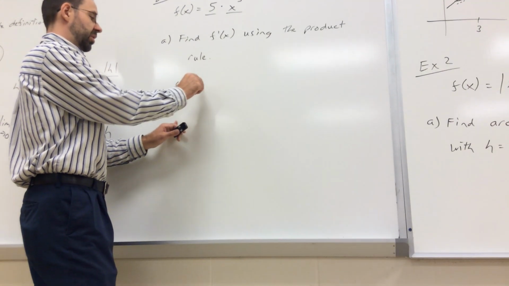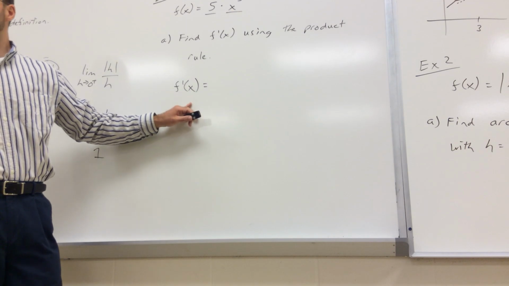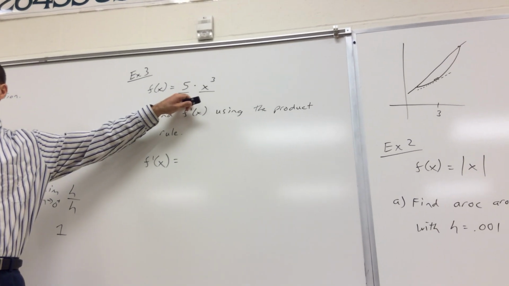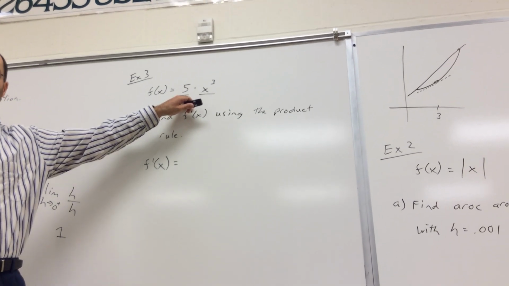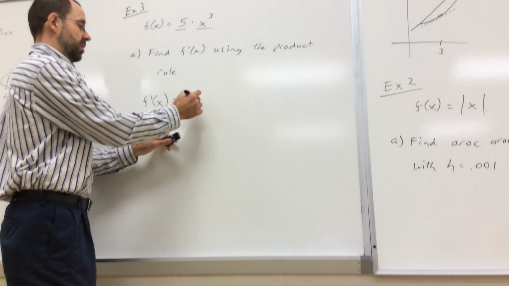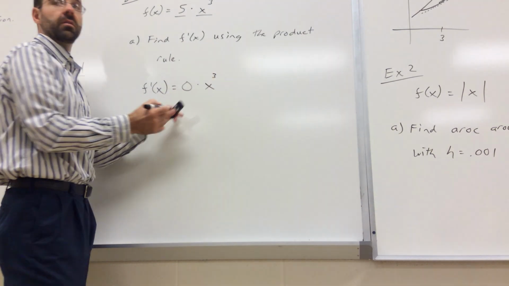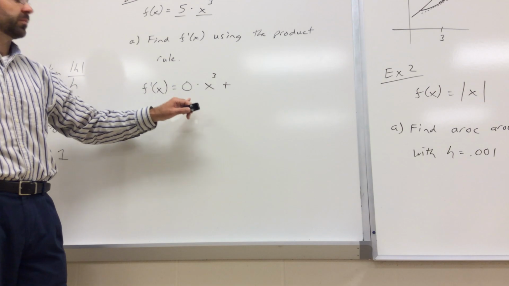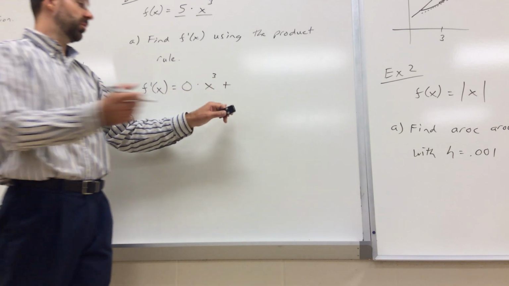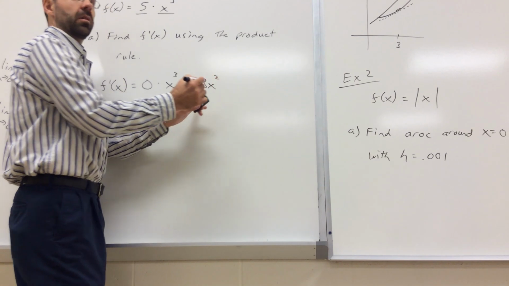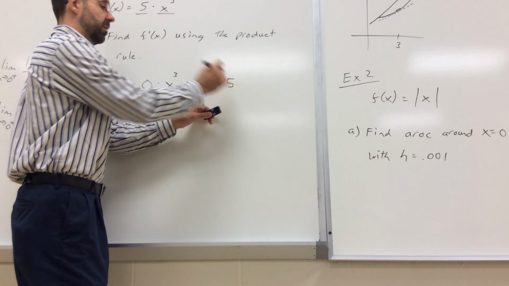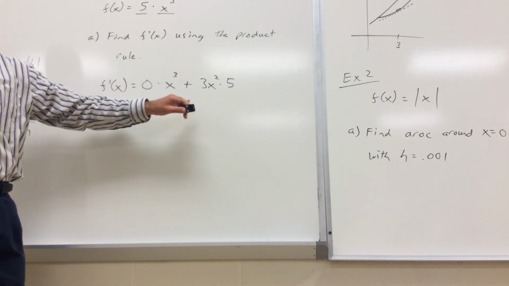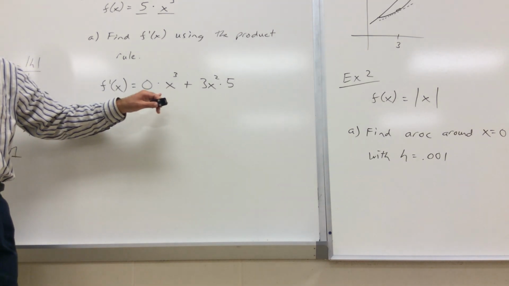So the product rule says take the derivative of the first thing. So that's the derivative of 5. What is the derivative of 5? 0. Okay, so the derivative of the first thing times the regular second thing, and then plus derivative of the second thing, which is 3x squared, times the regular first thing. Everybody following the product rule okay there?